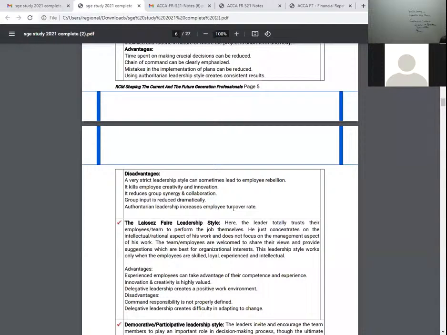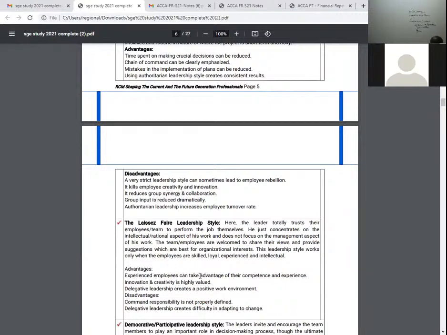So here, the leader totally trusts their employees to perform the job themselves. He just concentrates on the intellectual, rational aspect of his work and does not focus on the management aspect of his work. The team and employees are welcome to share their views and provide suggestions which are best for organizational interests. This leadership style works only when the employees are skilled, loyal, experienced, and intellectual. Like myself, of course, I don't expect to make so many errors in what I do. That is why my boss is able to trust me.